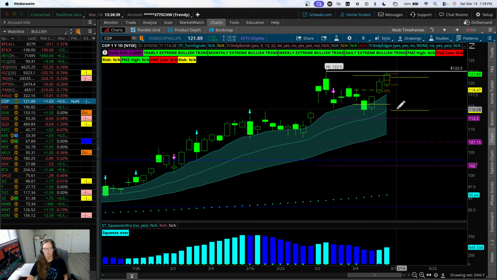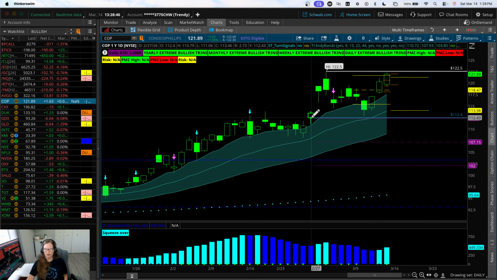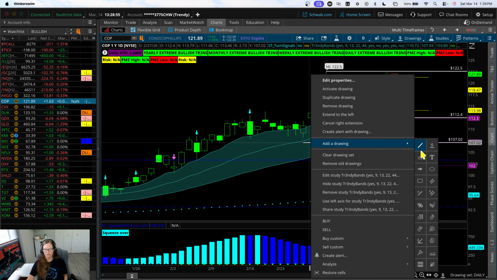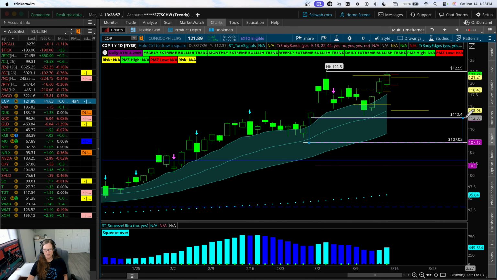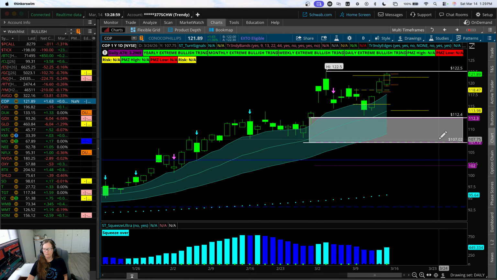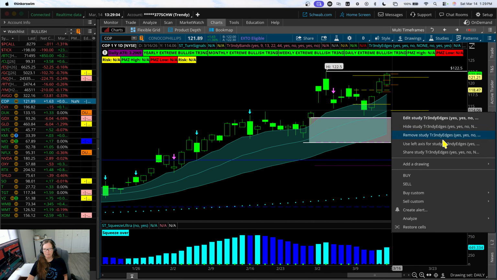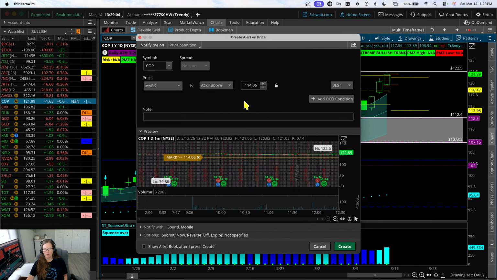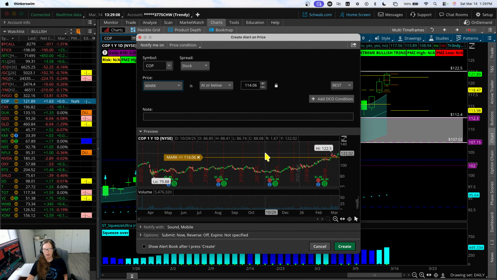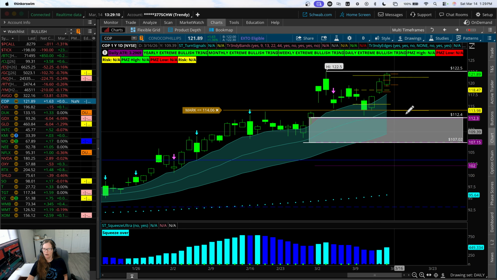I'm looking to buy a dip down near this lower weekly edge, down near this daily demand zone right in here. All right, so for me and ConocoPhillips, my buy the dip is going to come in at 112.40 to 107. I could potentially see buyers step in at this lower weekly edge, so that's where I would actually want to create my alert.